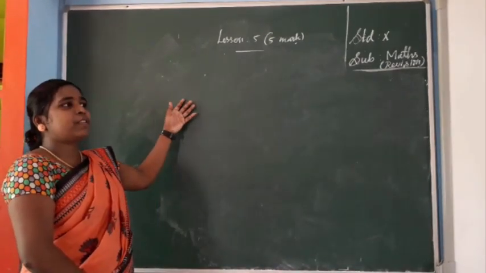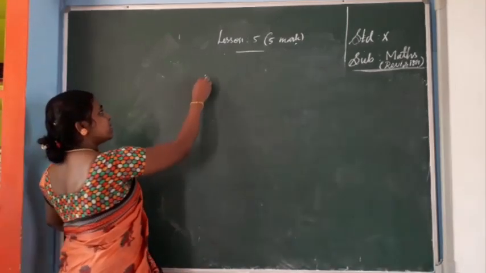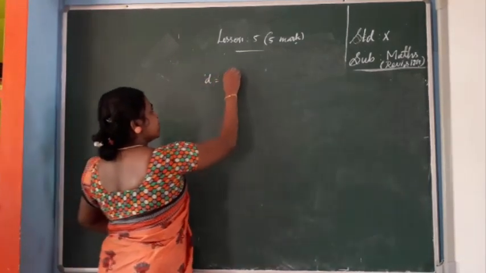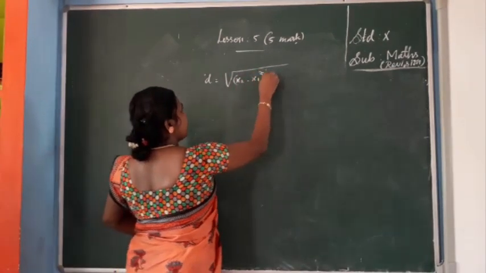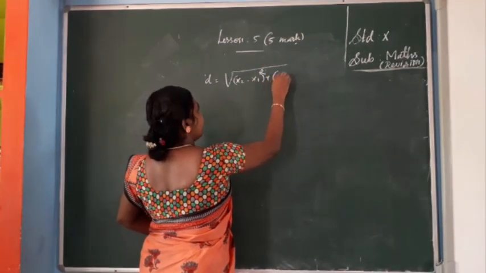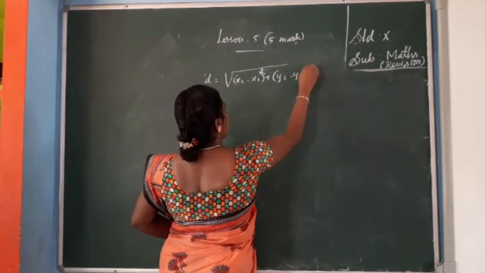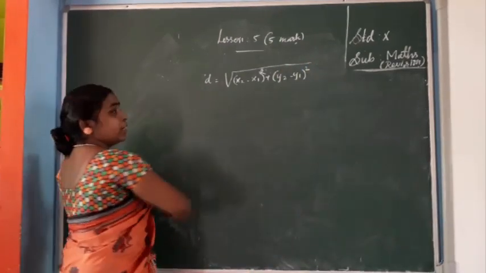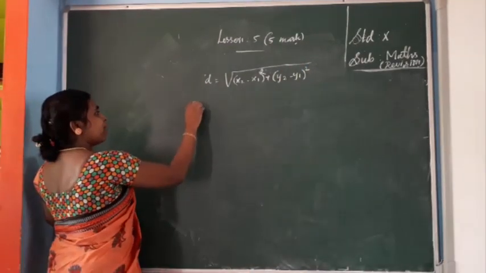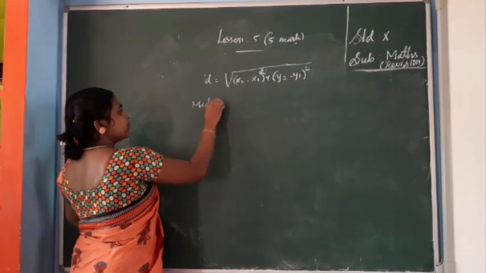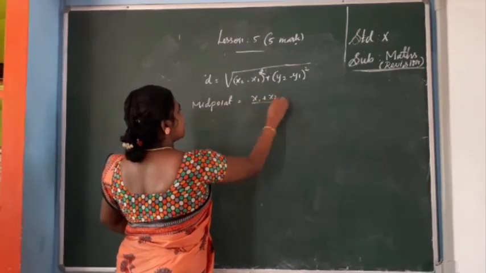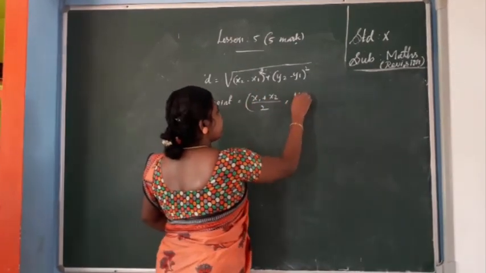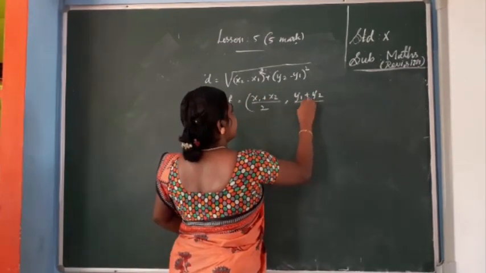First concept is distance. You know the distance formula. Distance formula is square root of x2 minus x1 the whole square plus y2 minus y1 the whole square. Next, midpoint formula. Midpoint formula is x1 plus x2 by 2 comma y1 plus y2 by 2, isn't it?